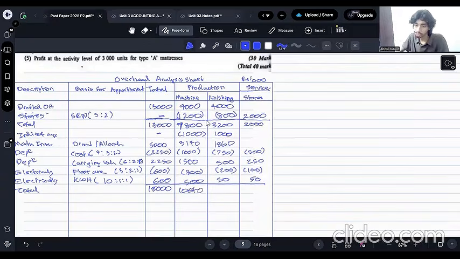10,640. Finishing department: 3,200 plus 1,000 plus 1,860 minus 750 plus 500 minus 200 plus 50, that is 5,660. And then the stores department: 2,000 minus 500 plus 250 minus 100 plus 50. That's going to be 1,700. Okay.